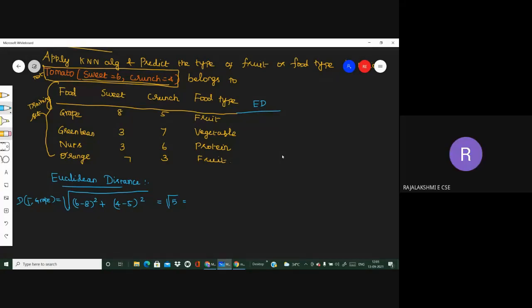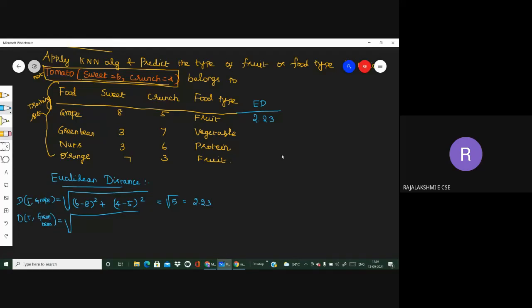2.23, ma'am. Okay, it is 2.23. Let's calculate the distance between the T, that is tomato, and green pea. So how will you be applying it?